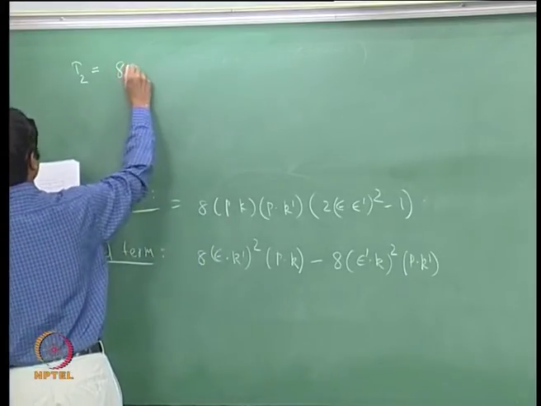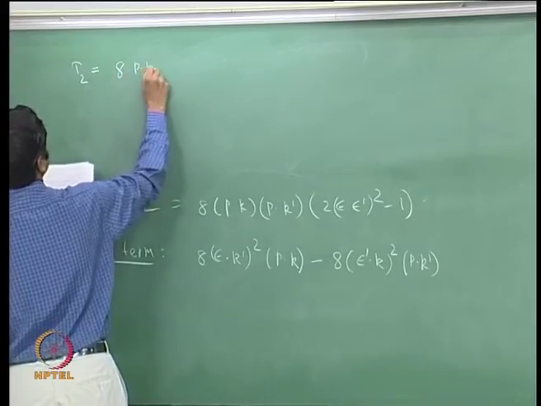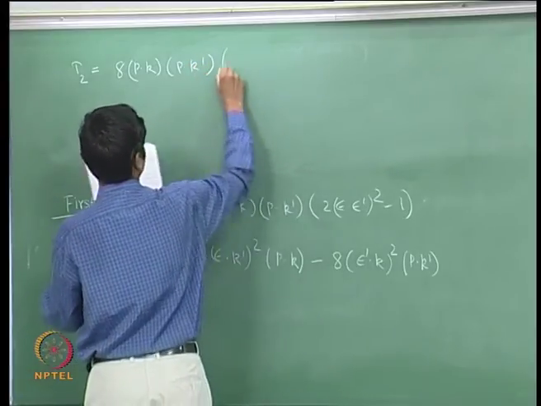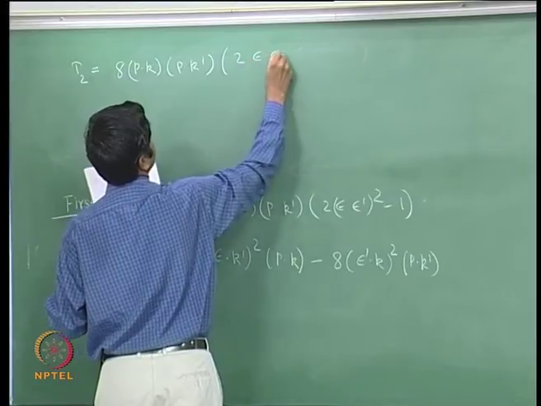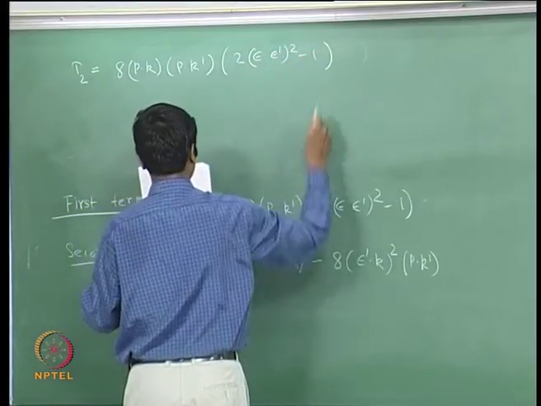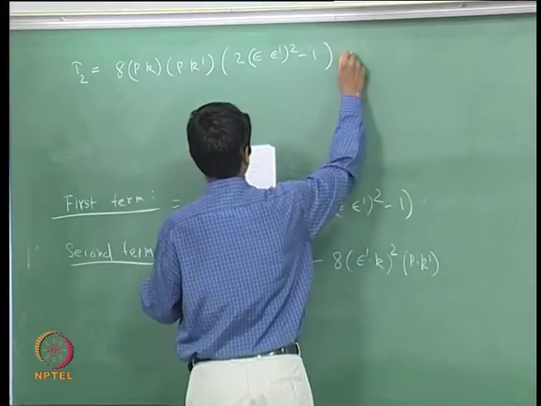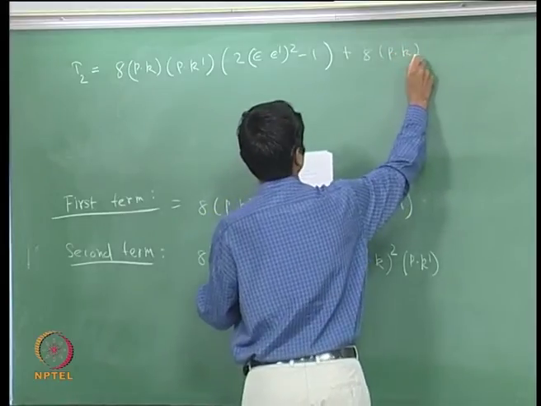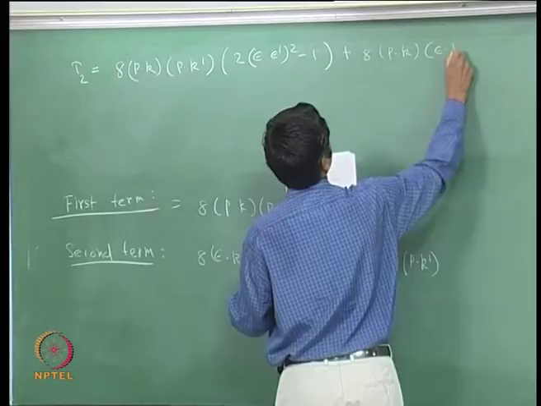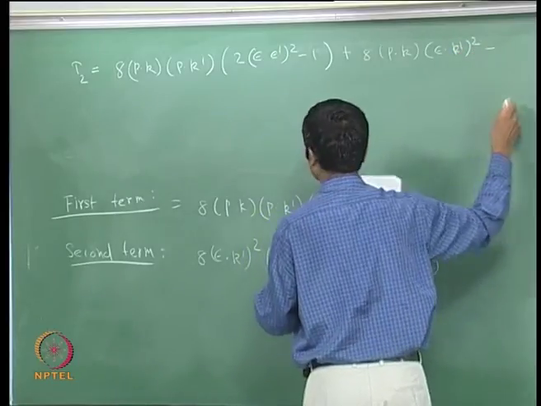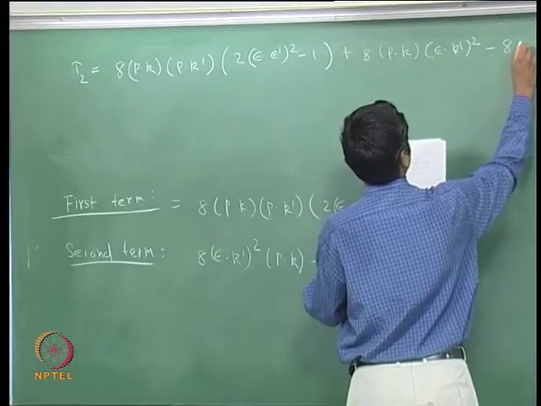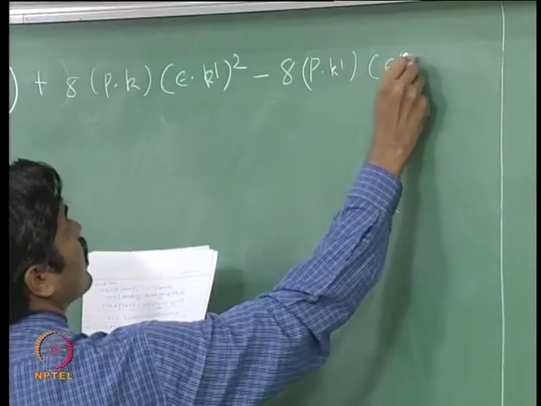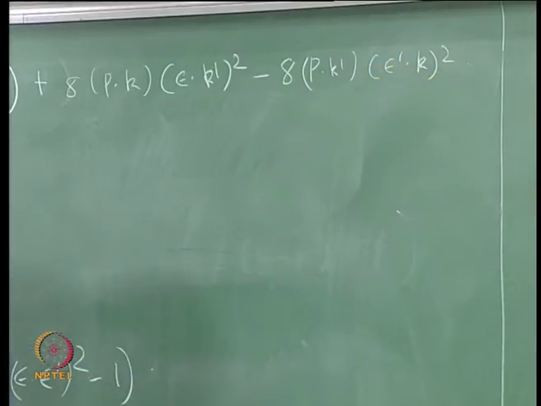So, it is just 8 p dot k p dot k prime times twice epsilon dot epsilon prime square minus 1, plus 8 p dot k epsilon dot k prime square minus 8 p dot k prime epsilon prime dot k square. This is our T2.